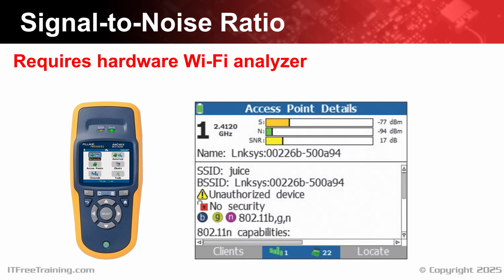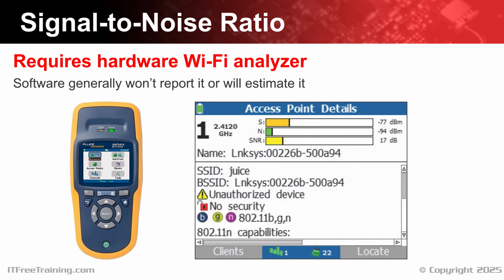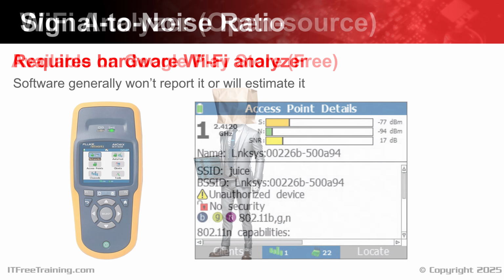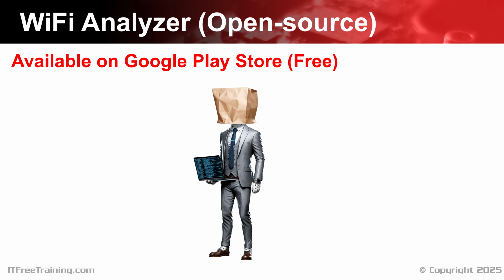To measure signal-to-noise ratio, you require a hardware Wi-Fi analyzer. Software analyzers do not generally have this feature, and if they do, the software will generally estimate it rather than measure it directly. If you don't want to buy a hardware Wi-Fi analyzer, there are plenty of software ones that are available. I will be having a look at a software Wi-Fi analyzer which is freely available open source software. It is good software for measuring your Wi-Fi signal. It is not so good for conducting site surveys, but great if you just want to test what your Wi-Fi signal strength is and see what other Wi-Fi is being used near you.